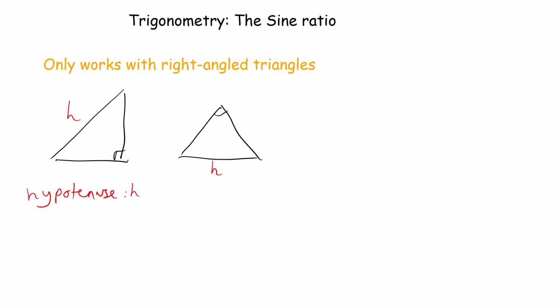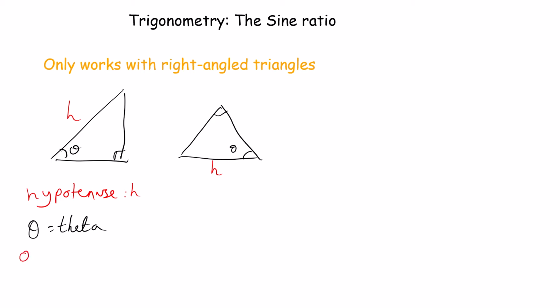The next one we're going to have a look at, we need an angle for. So we're going to take this angle here, and these are labelled as theta, so it's a Greek letter, and that just means an angle. It doesn't really matter which Greek letter, but in particular we usually use theta. Now to label the other sides, we're going to do it in relation to theta.